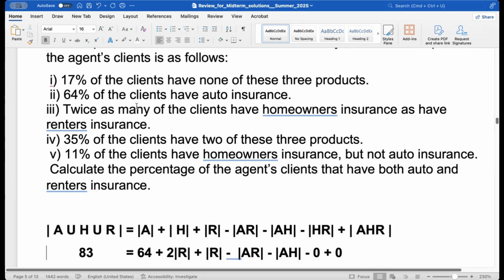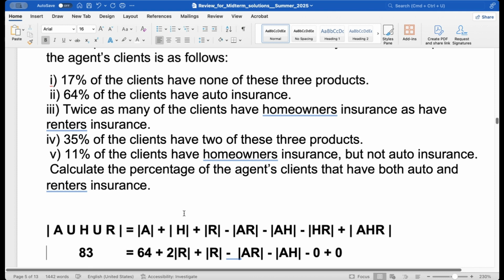Now, 17 had none of the above, so 100 minus 17 leaves 83 having at least one. So 83 have at least one. Now the auto was 64, and twice as many have homeowners insurance as have renters. So homeowners is 2R. The size of H is 2 times the size of R.